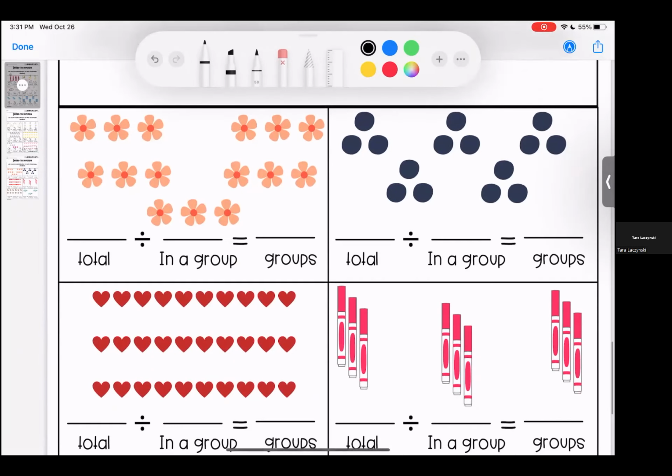Last page, love bugs. We have 3, 6, 9, 12, 15. There's 15 total. Each group has 3, and there's 5 groups. 15 divided by 3 equals 5. There's 15. Each group has 3. There are 5 groups. 15 divided by 3 equals 5. We can show this in 2 different ways.